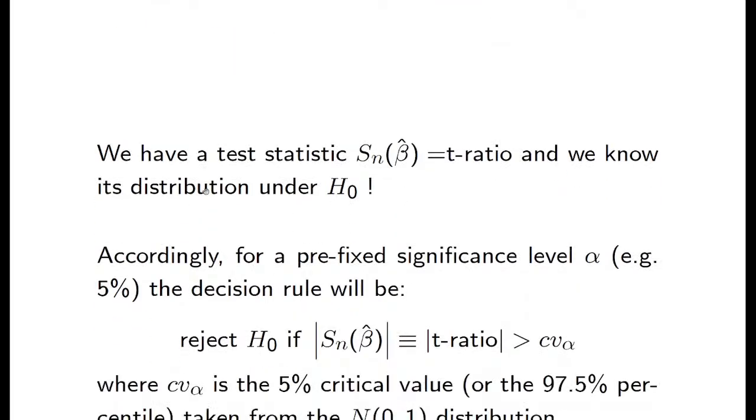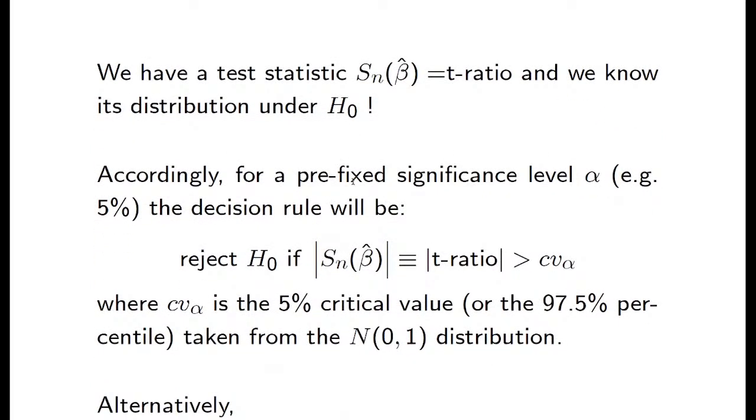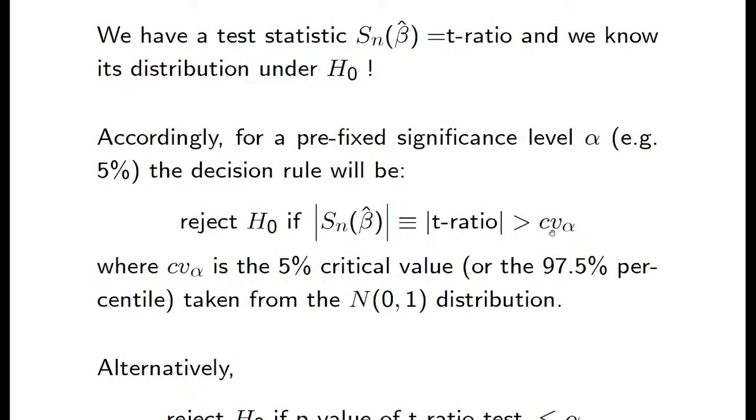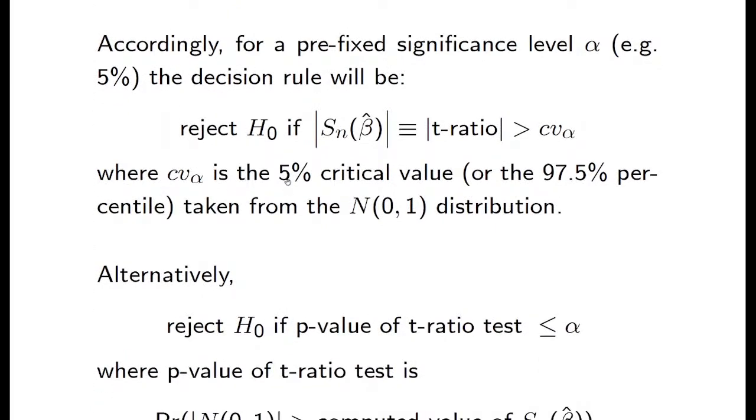So we have a test statistic, which is the t ratio. We know the distribution of the test statistic under the null, which is normal 0, 1. So now I have ingredient 1 to apply. I have to apply the decision rule. So I reject the null if the t ratio is larger than the critical value at the significance level that I'm prefixing. We know that CV alpha will be, in this case, if I'm putting alpha to 5%, the 5% critical value, or if you prefer, the 97.5 percentile of the normal 0, 1 distribution. And this number is 1.96.